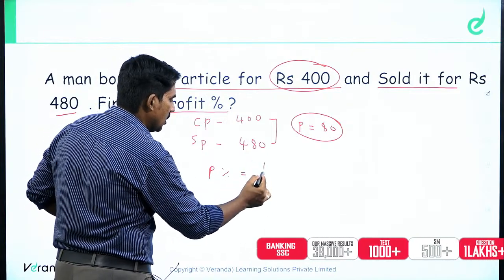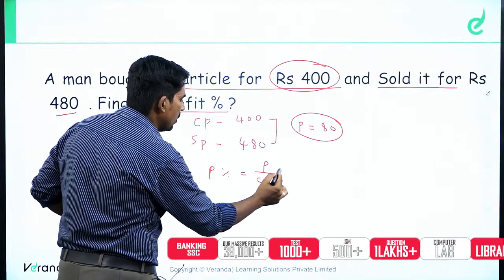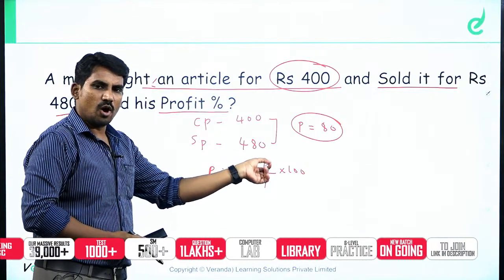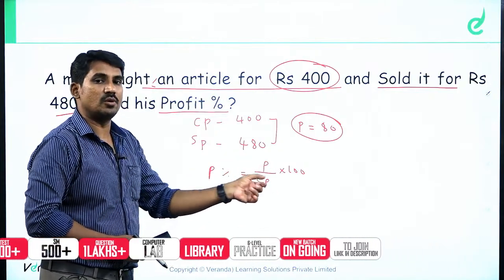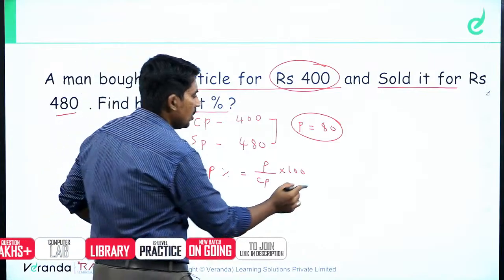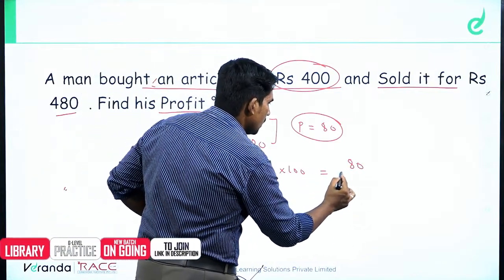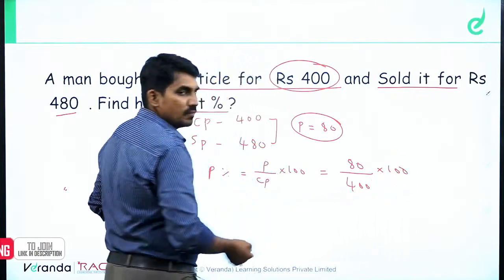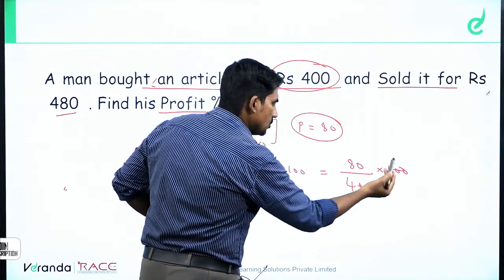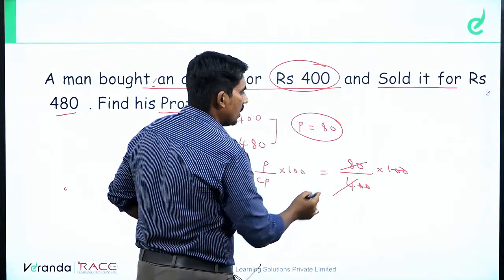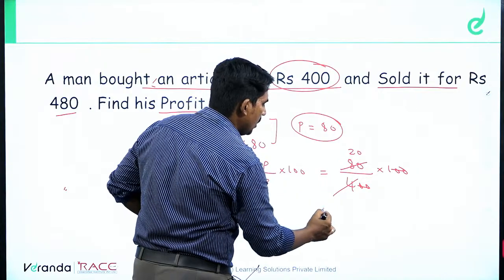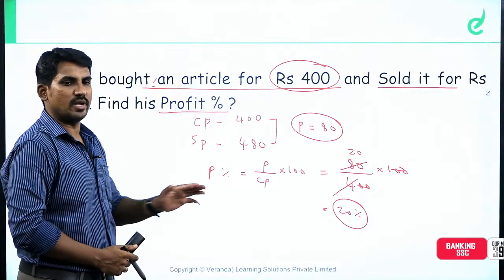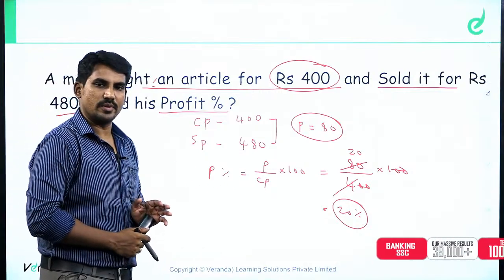So how can we calculate profit percentage? Profit percentage is nothing but profit by CP into 100. Clear? How much profit we are getting divided by CP into 100, right? Therefore, profit is 80 rupees divided by CP 400 rupees into 100. That's all, right? Easily we can solve: the zeros we can cancel, 4 and 8 we can cancel. 20. Therefore, profit percentage is 20%. Easily we can solve the question, right?